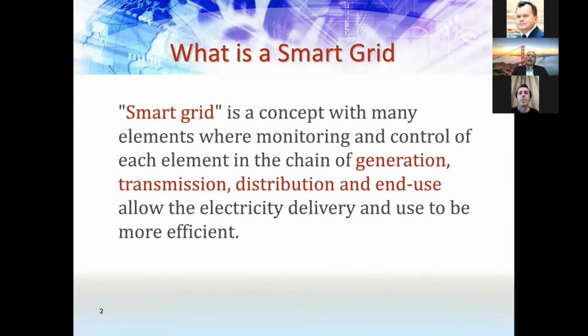So what is a smart grid? Smart grid is a concept with many elements where monitoring and control of each element in the chain of generation, transmission, distribution, and end use allow electricity delivery and use to be more efficient. We start in the generation station, then transmission, distribution, all the way to your home or building or office. Smart grid goes all the way, not just the grid, meaning not just the transmission line, but many other things. We want to make it more efficient and safer.